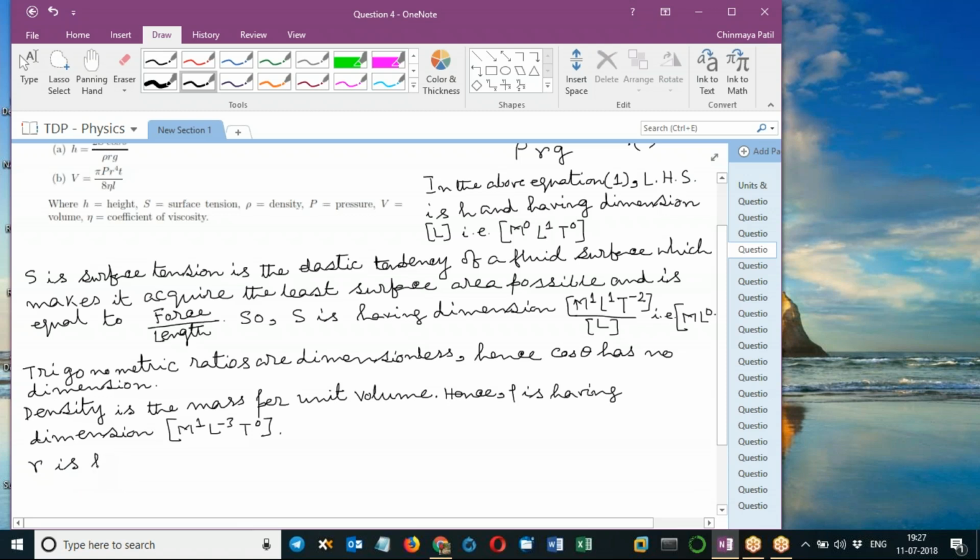Can you tell me what is the dimension of R? It is L. Radius, L. Correct. Next one is coming g, acceleration. L T power minus 2. Very good.